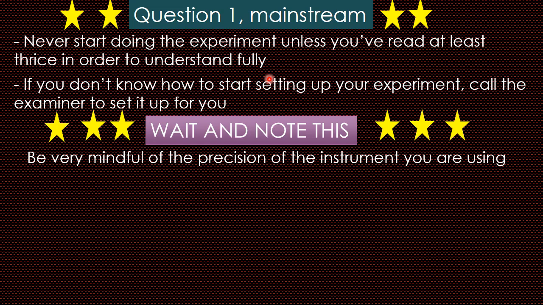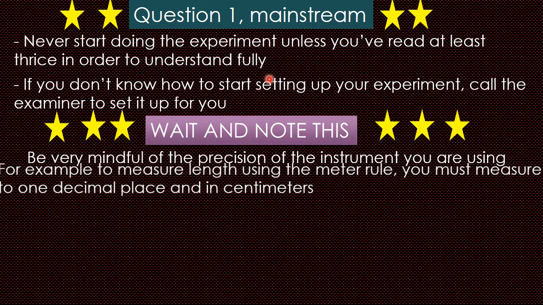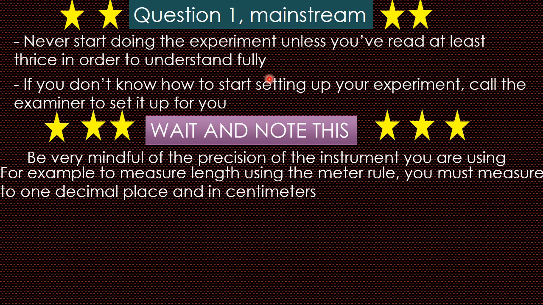For instance, a metal ruler can measure distances to 1 decimal place. So even if you measure a certain distance and it is exactly about 2 centimeters, you must write it as 2.0, because if you write 2 centimeters, no doubt, examiners will mark it wrong. There is no doubt about that. The metal rule, like I said initially, measures distances to 1 decimal place and in centimeters.